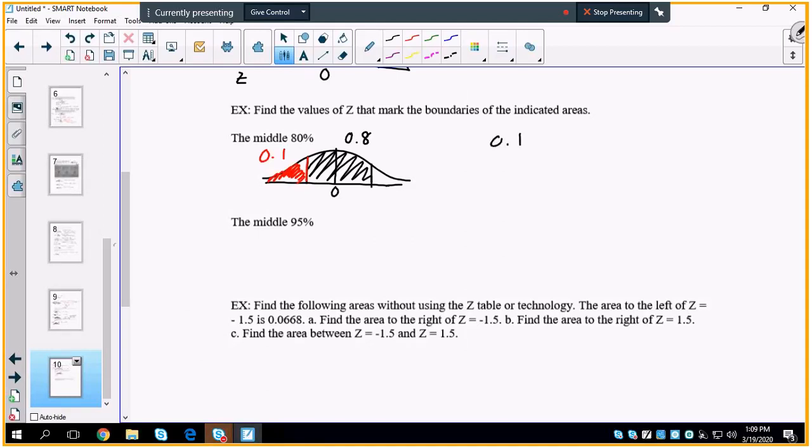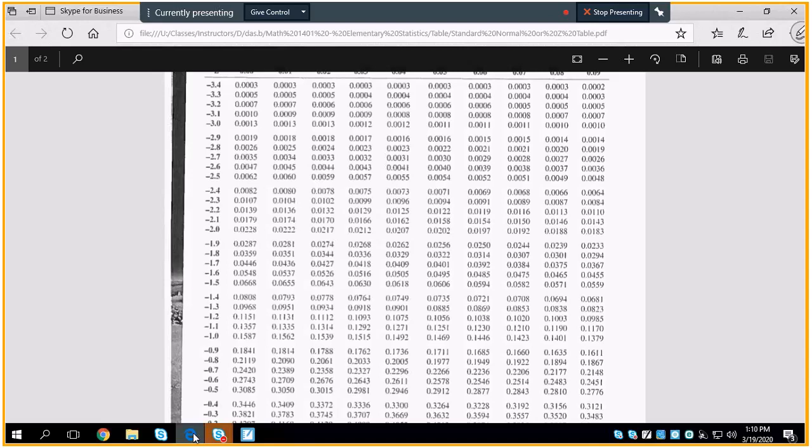I wanted 0.1, didn't get it. I got 0.1003, and I got 0.0985. Those are the two values I got, and I want to know their z-scores. Both values are on the row, and that's negative 1.2 is the row, and the columns are 8 and 9.